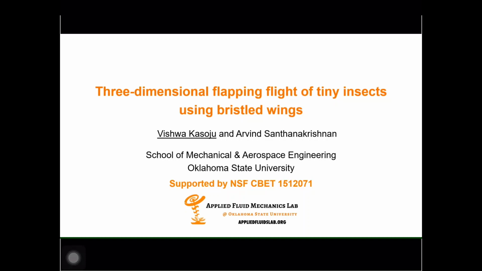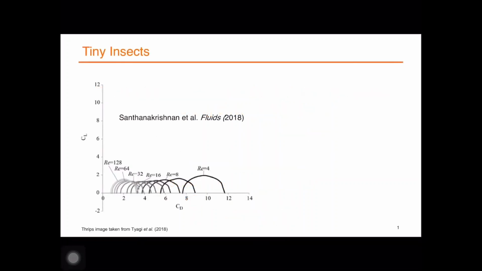Today I'm going to talk about three-dimensional flapping flight of tiny insects using bristle wings. For insects to stay aloft, they need to generate sufficient lift to support their entire weight. A recent study by Santanakrishnan et al. has shown that for a solid elliptical wing undergoing constant revolution at constant angle of attack, drag increases tremendously with decreasing Reynolds numbers, while the increase in lift seemed to be very minimal.